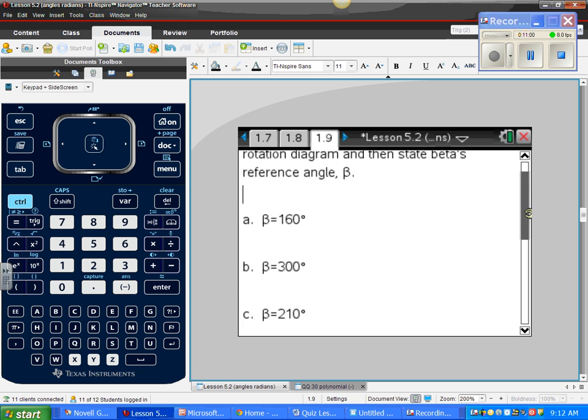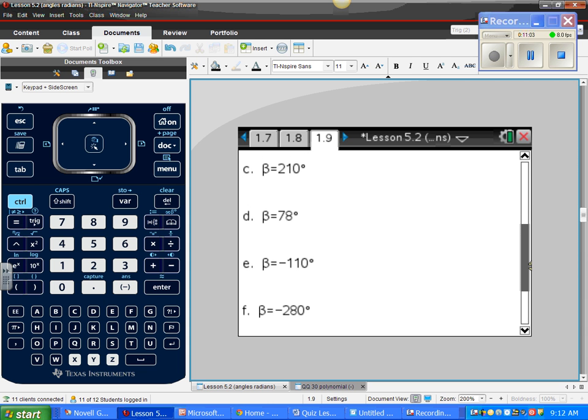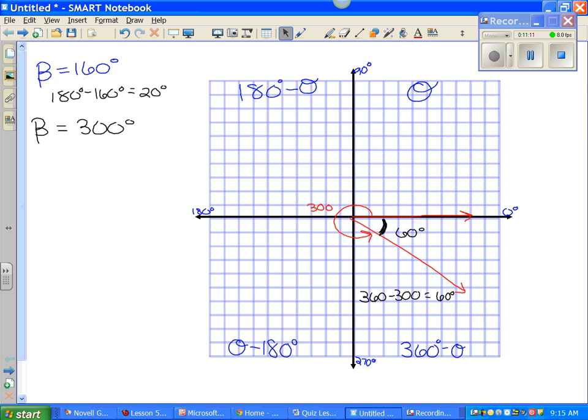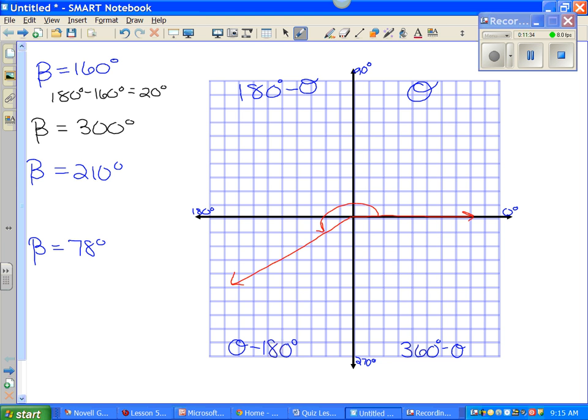So I want you to go ahead and try C and D. We'll talk about E in a moment. All right, 210 and 78. All right, 210. What quadrant does it terminate in? Third quadrant. So 210. Here's my angle. Where's my reference angle? Left or right? On the left, right? So here's my reference angle.